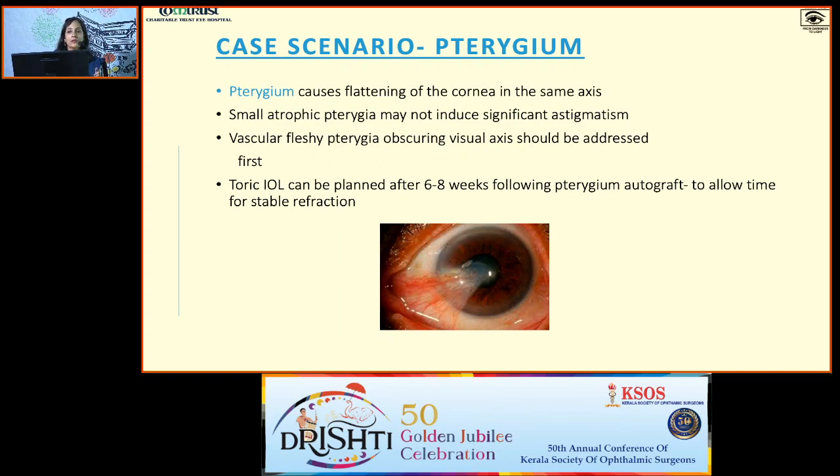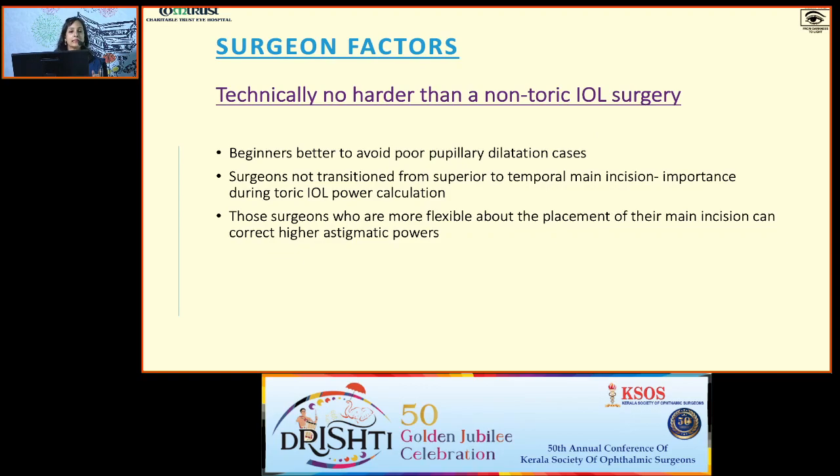Pterygium causes flattening of cornea in the same axis. So any small atrophic pterygia may not cause any significant astigmatism, but vascular fleshy pterygia, which are obscuring the visual axis, should be addressed first. And toric IOL can be planned 6 to 8 weeks later.